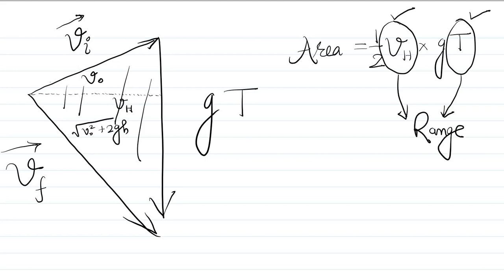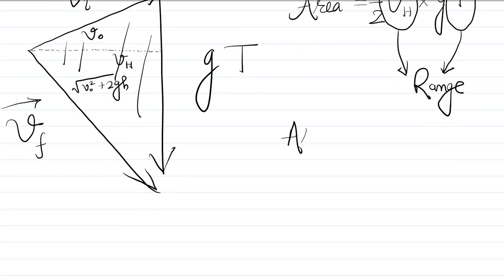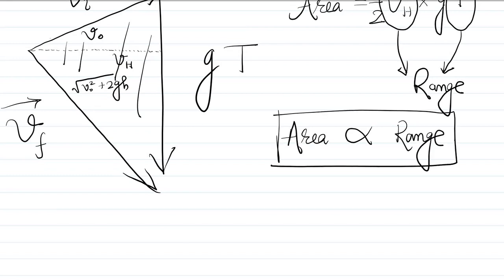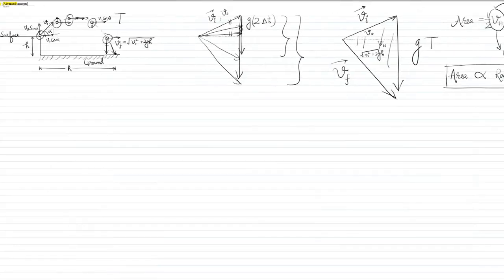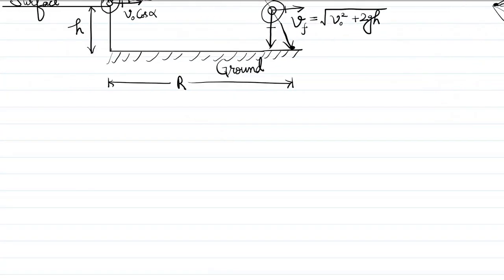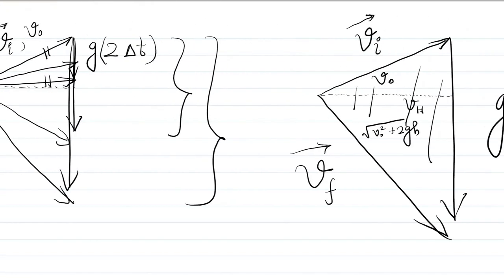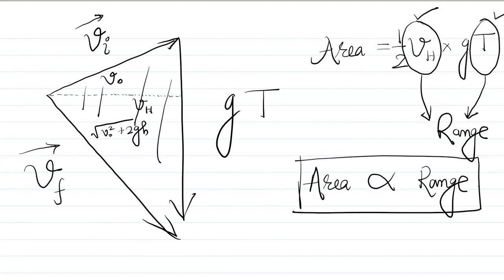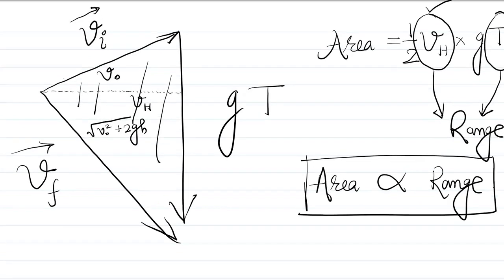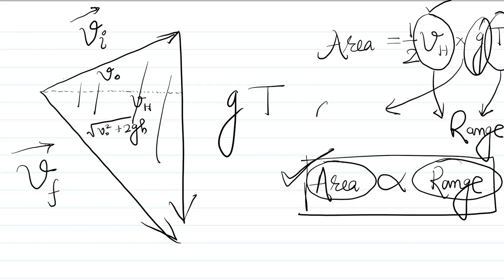So the thing to observe in this diagram is that area of this triangle is directly proportional to range of the projectile. What do we mean by this range of the projectile? So we have range represented in this diagram like here. So this range is coming out to be proportional to this area of this particular triangle. What I mean by this proportionality equation is that if area of the triangle increases, range value must also increase because the value of g is always a constant.